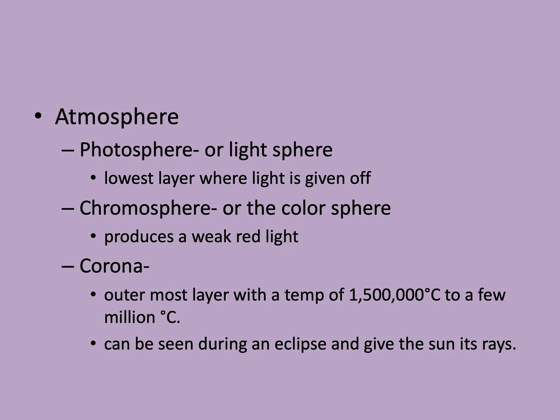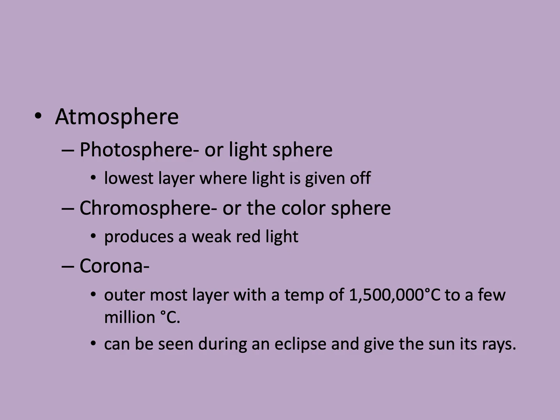And just beyond that is the corona. The corona is the layer that produces the rays of the sun. So if you were to just draw a sun and you draw a circle with lines coming around the outside, those lines coming out of the sun are representing the corona. Now the corona, interesting enough, can reach temperatures much greater than the core itself. We're talking a few million degrees Celsius.